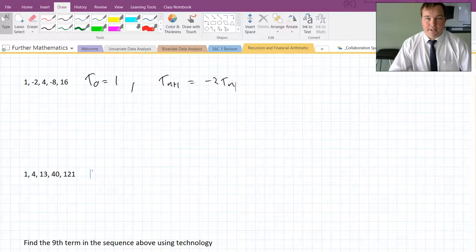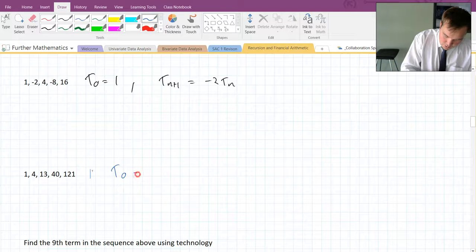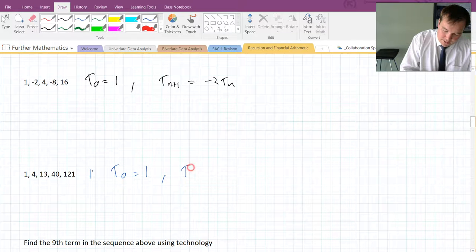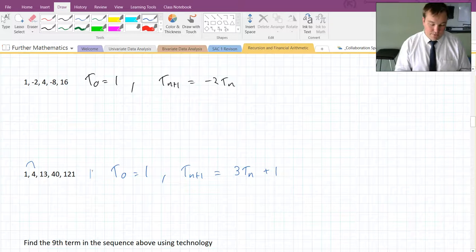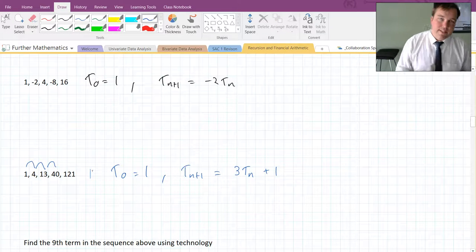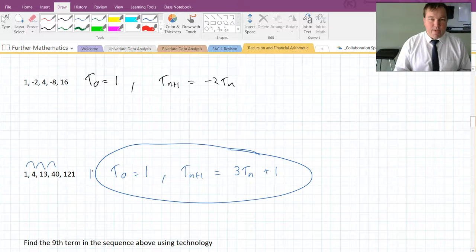Now the last one's a little harder. You may want to pause, have a think about what could possibly produce it. You certainly know that t0 is 1. And then it turns out the rule for doing this, to get to the next stage, we do 3 times the previous stage plus 1. So to get from 1 to 4, we do 3 times 1, which is 3, plus 1 is 4. 3 times 4 is 12, plus 1 is 13, etc. So a rule like this, and you can see how we're going to make them more complex, can be used to describe quite a difficult pattern.